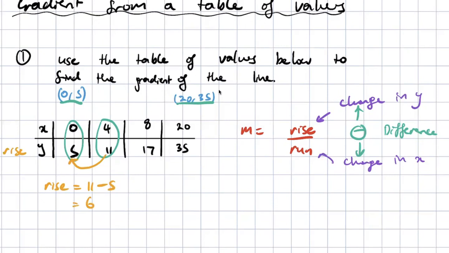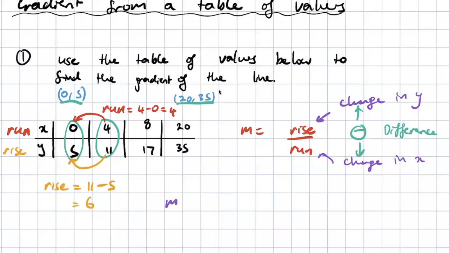Similarly, if I look at the top here, this would be the change in my x values, i.e. my run. So if I want to calculate the run, I just take them in the same order as what I've done. Notice I've done 11 minus 5 here, so in this particular order, I'll do 4 minus 0 up here, the larger minus the smaller. 4 minus 0 will give me a run of 4. The order that you do this in is really important because it'll help you calculate the gradient accurately.